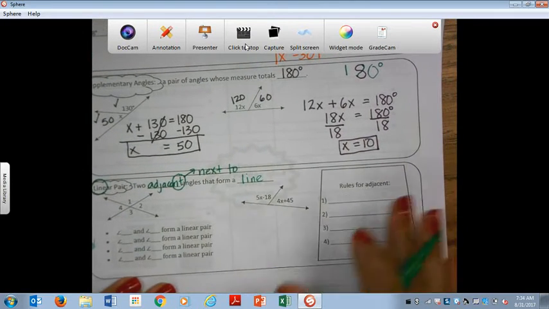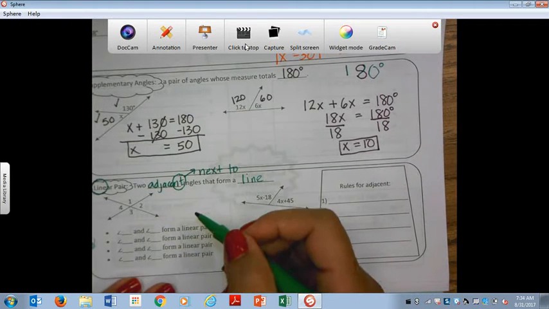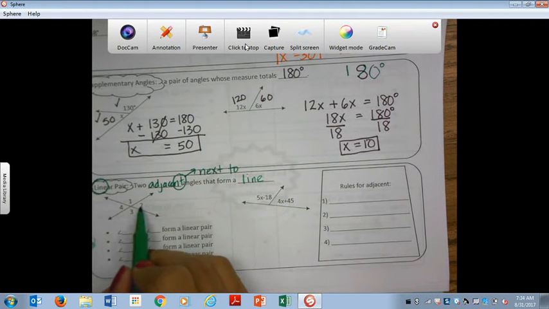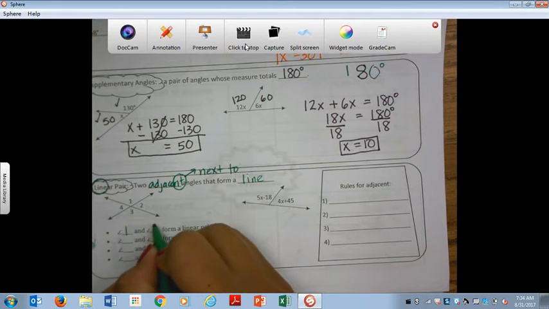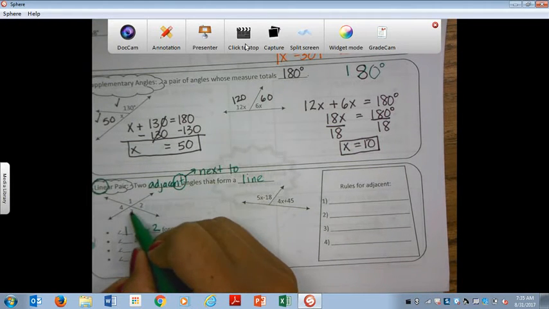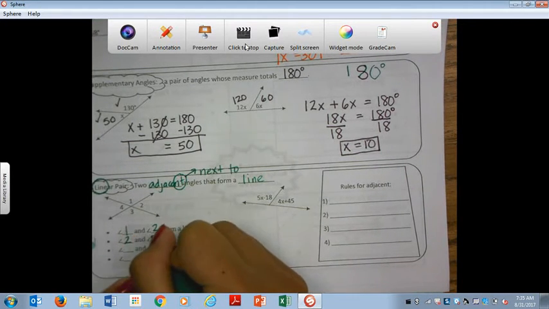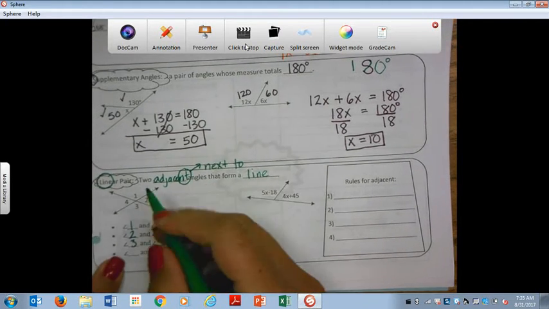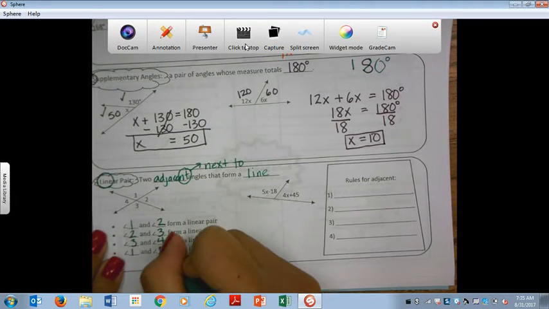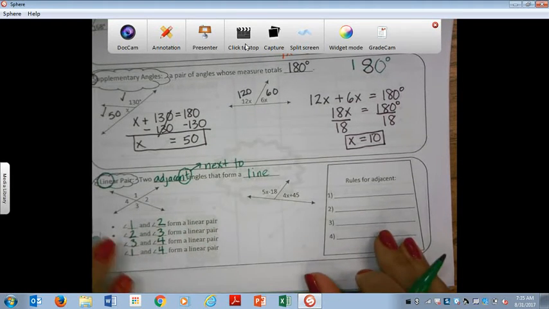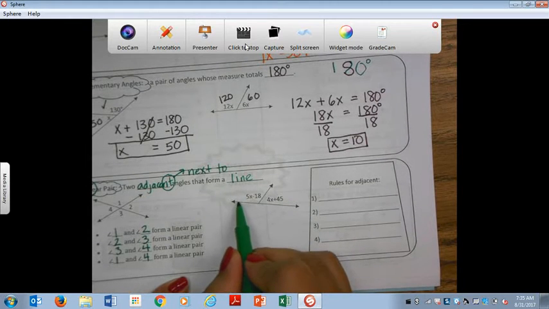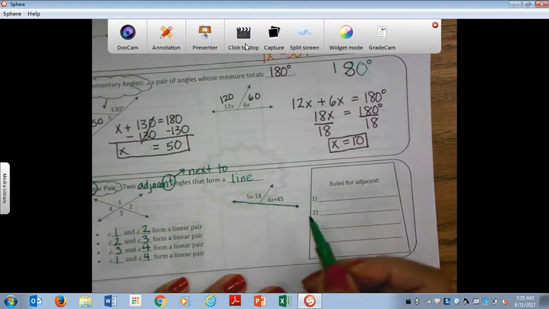So when we look at this, you have 1 and 2 being adjacent and they form a line. You have 2 and 3 being adjacent and forming a line. Again, 3 and 4 being adjacent and forming a line. And then finally, 1 and 4 forming a line. So, here's a simple example. Right here, you see that line being formed.